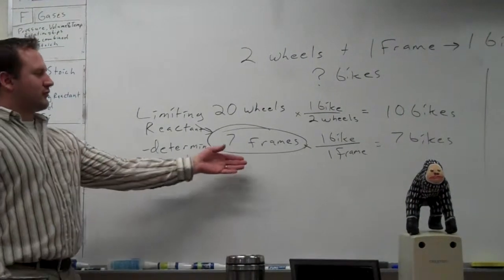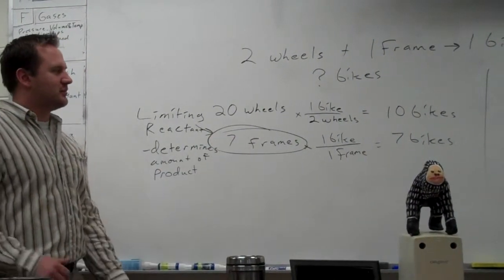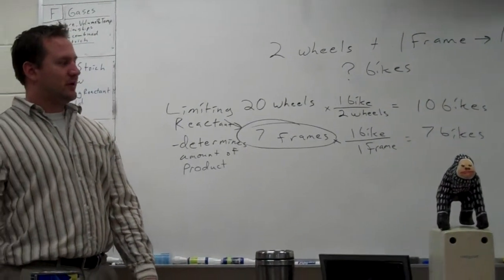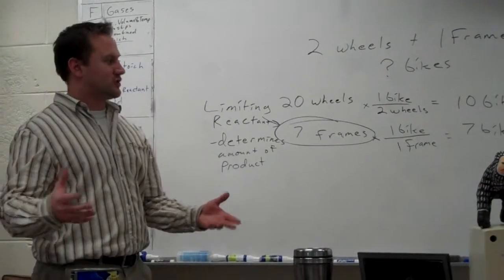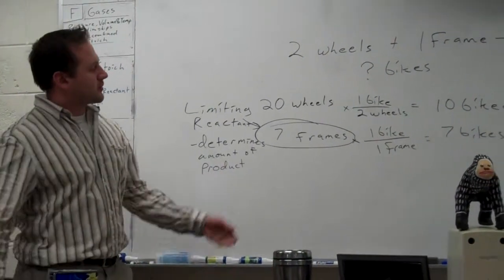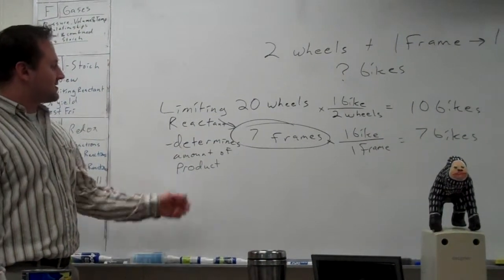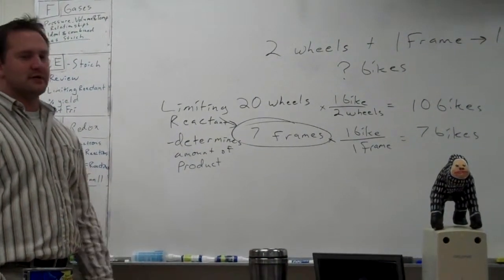Therefore, the number of frames limits how many bikes you can make. If you could use up all the wheels, you'd have 10. But you'd have no frame to put them on, so that's not going to happen. So we would call the frames in this case the limiting reactant. The limiting reactant determines the amount of product you can actually make.